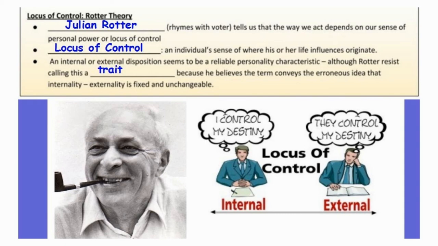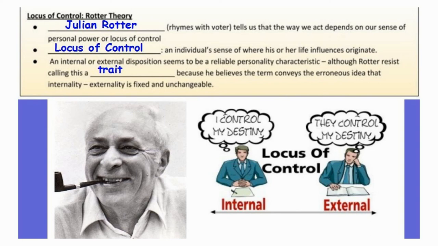internality and externality. But this whole idea is that an individual that has an internal locus of control feels like they have the ability to control their own destiny, meaning that they have power over their situation that they can control. Whereas a person who has an external locus of control feels like a lot of what's happening in their life is out of their control, meaning others control their destiny.